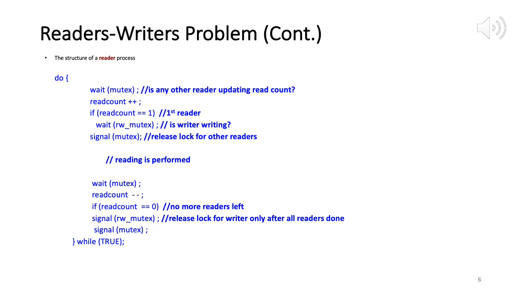First thing it does is wait on the mutex lock, which means it's asking the question, is any other reader updating read count? If it is, it waits right there. Below also it asks the same question before it subtracts read count, again doing a wait on mutex. Is any other reader updating read count? Okay. If the lock is available, it acquires it, changes the value of read count either plus plus or minus minus, and then it releases the lock.